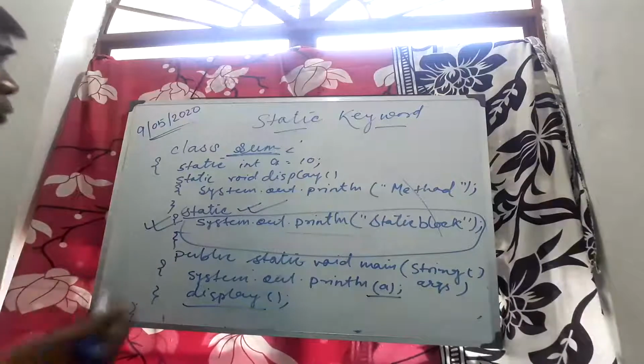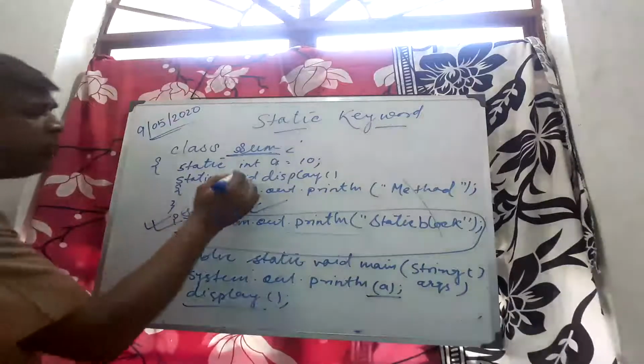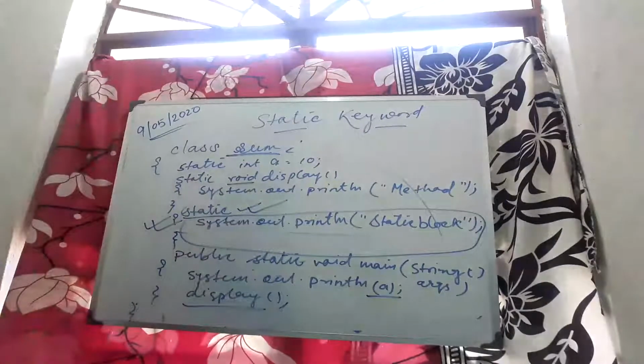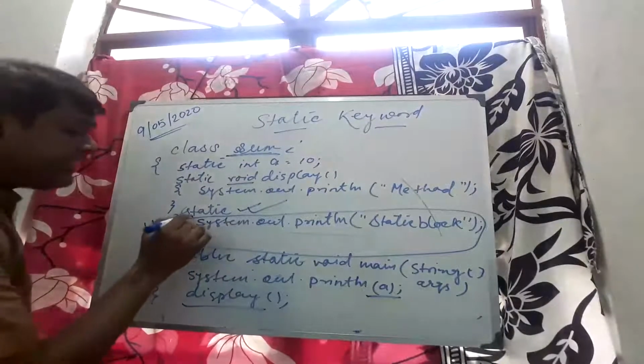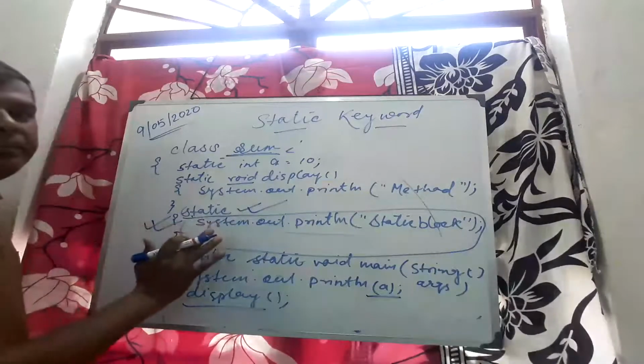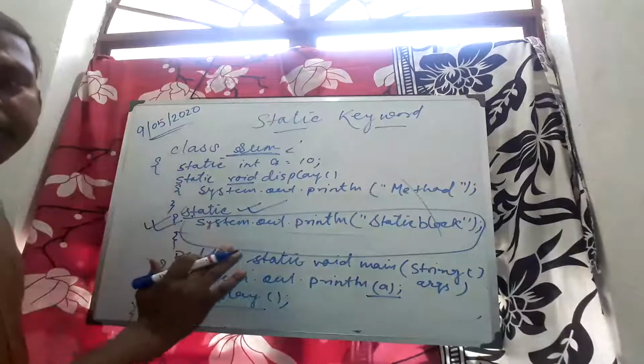Static means, whenever you use a static method, you have to use the return type. Without a return type, how can you define a method? This is not a method. This is a static block. This is not a method.